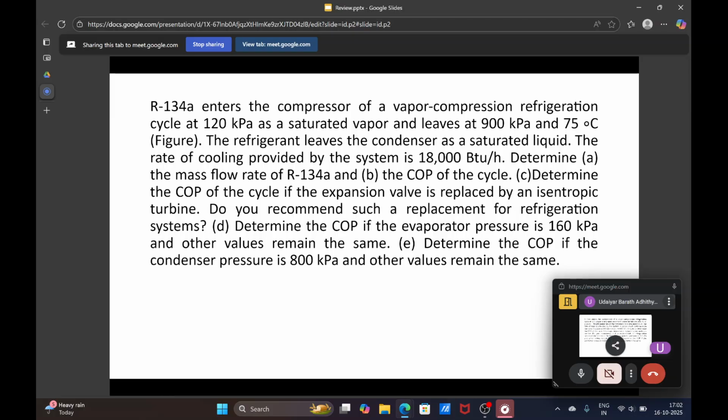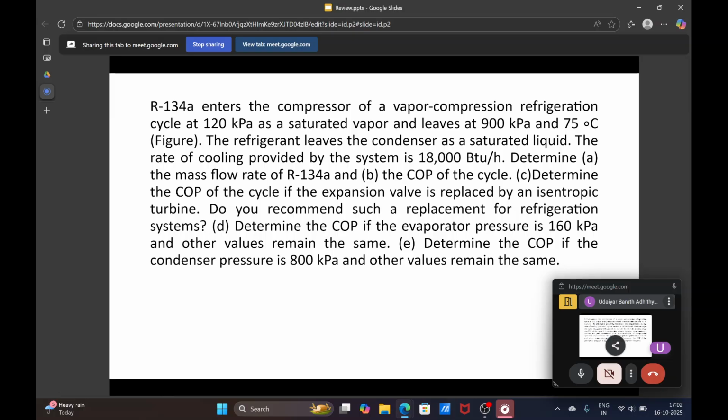First, we have a simple R134A cycle which is operating between two pressure levels. So the evaporator pressure is 120 kilopascal and the higher pressure is 900 kilopascal. In a vapor compression cycle, you have two isothermal processes in the Carnot cycle. Those are replaced with isobaric processes, and you have two reversible isentropic processes. In this case, the compression still remains an isentropic process, but the expansion is converted to an isenthalpic process. Your enthalpy remains the same. That is the only change in a vapor compression cycle.